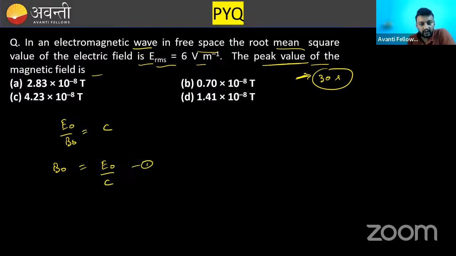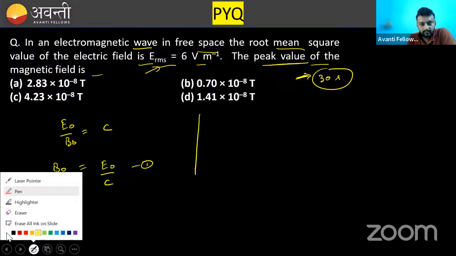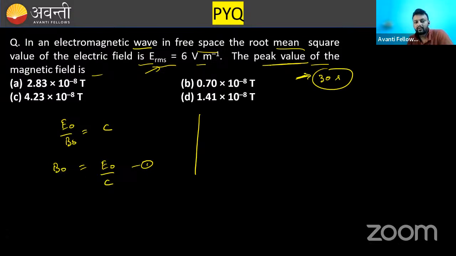Now, do you know the value of E naught in the question? No, we don't know. We know the RMS value, and you know that it is 6 root 2. Very good. Now it's reflecting that you are well prepared for the exam. We know that ERMS is equal to E naught by root 2, so I can transfer. E naught is equal to 6 root 2. Very good. So just place the values.